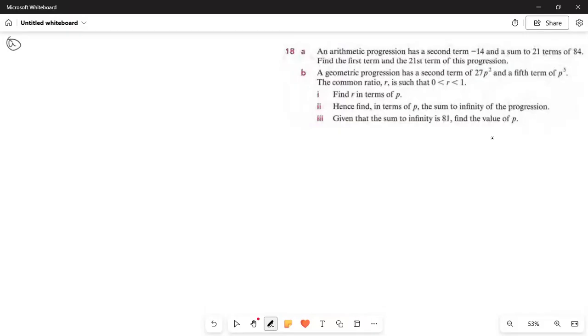Remember, in arithmetic progression, the nth term is given by A, which is the first term, plus n minus 1 into D, right? So since it is given a second term, a2 is equal to a plus 2 minus 1, so d, and this is equal to minus 14. This is one piece of information. Second is that a sum of 21 terms is 84.